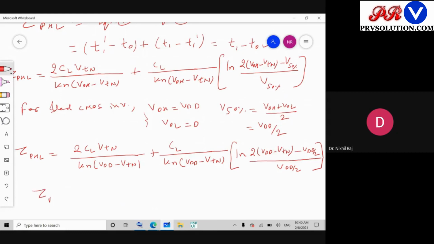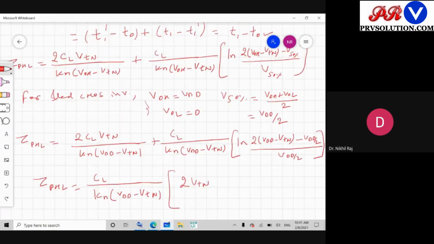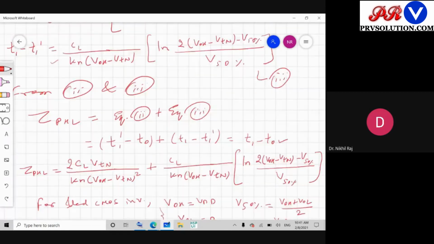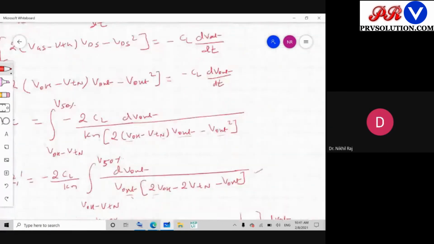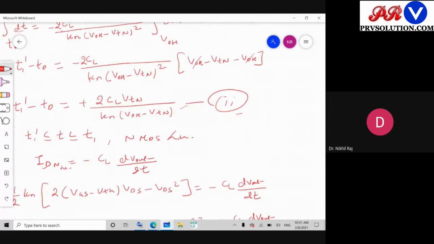So solving will give you TPHL as CL by Kn (VDD minus VTN). This one we can take common, so what will be left inside? 2 VTN. Okay, this equation, square was there, I think. Let me see equation number 2. It was square that is left here.